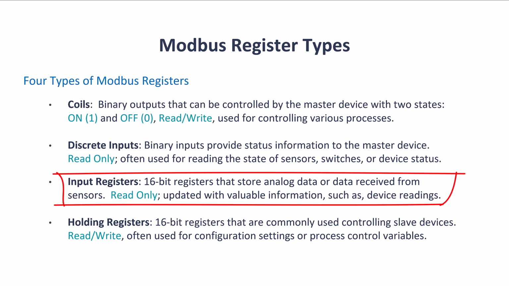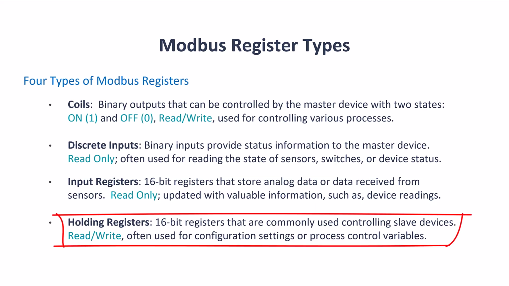Input registers are 16-bit read-only values used to hold sensor data or analog input. In our application, these registers store real-time readings like temperature, humidity, and VOC index, as well as the number of times each alarm has been triggered. Holding registers are also 16-bit, but unlike input registers, they can be both read and written by the master. We'll use holding registers to configure things like sampling intervals and alarm thresholds for each environmental parameter.